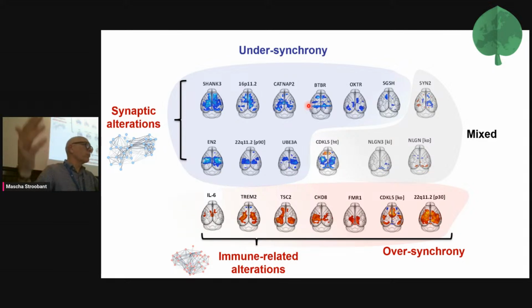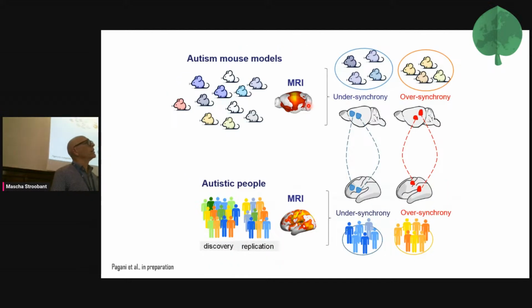Mice are not humans. We all know that, right? And I agree. So in order to test whether this also applies to humans, we went back to our human database with all the scans of autistic people, and this time we selected only those that have under or over synchrony in the same regions we mapped in the mouse. So we use the mouse as a prior, as a guide.